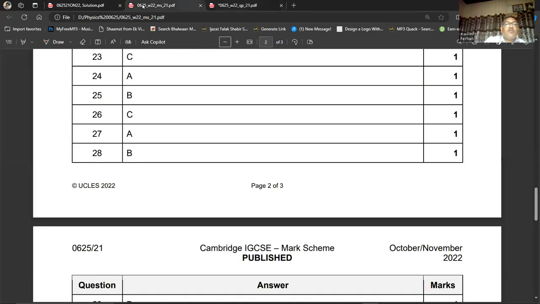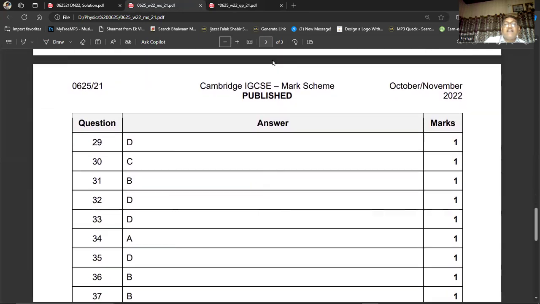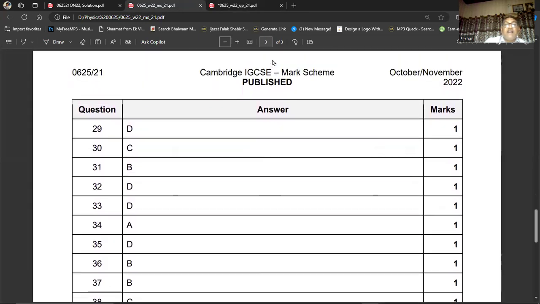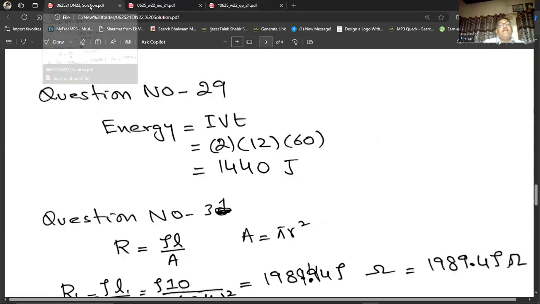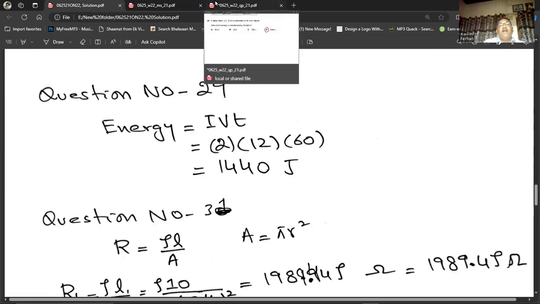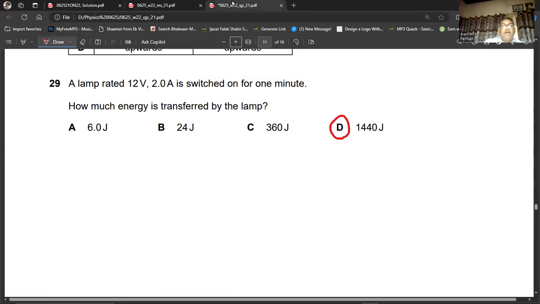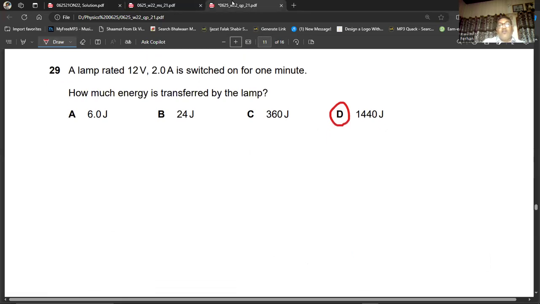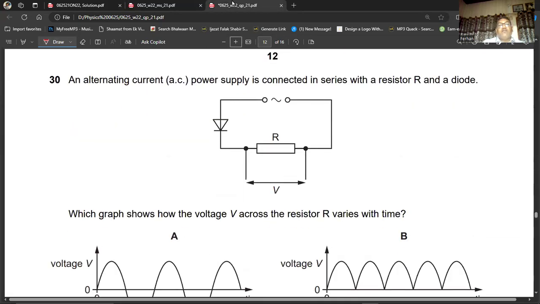Let's check question number 29. Question number 29, I think D. Question number 29, D is the option. Let me show you the solution again. And this is 1440 joule. And D is the right option. Question number 29.